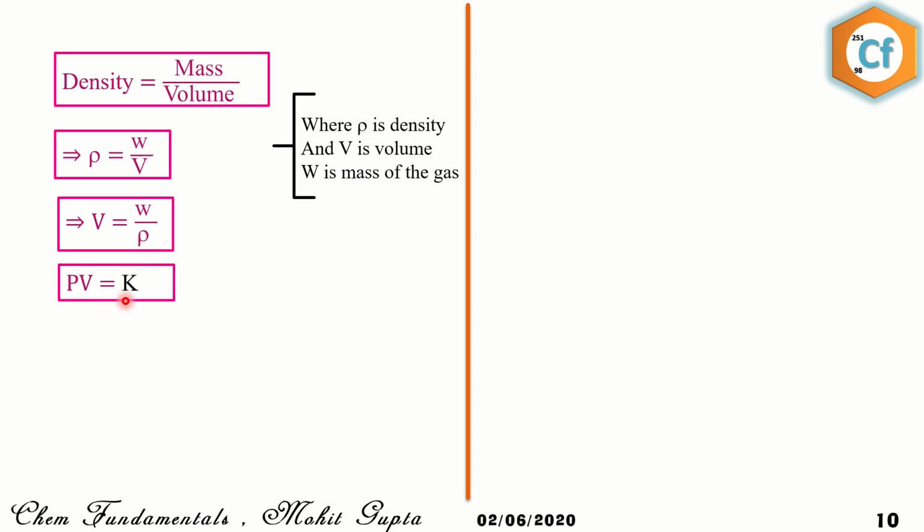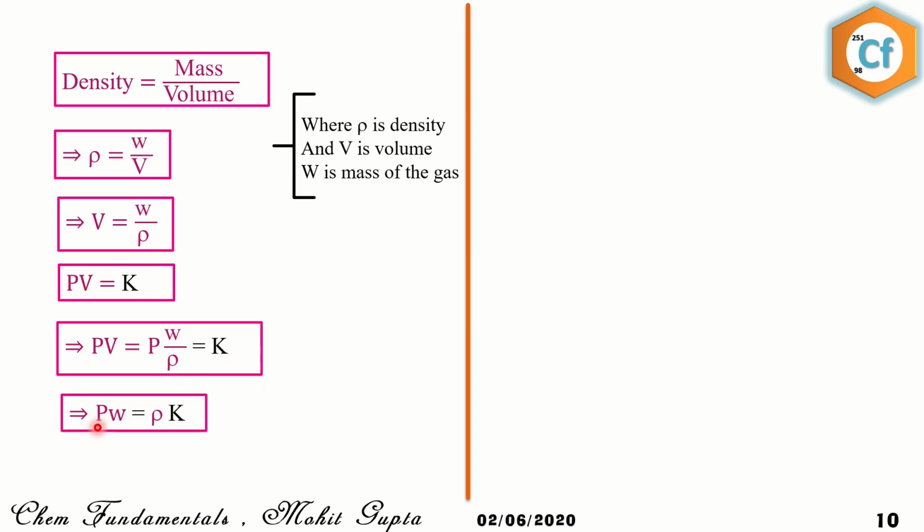Now we know PV is equal to constant. So if I substitute the value of V, I get P into W divided by rho is also constant. On further rearranging, I get P W is equal to rho into K.